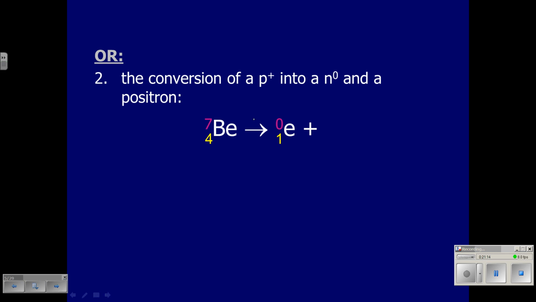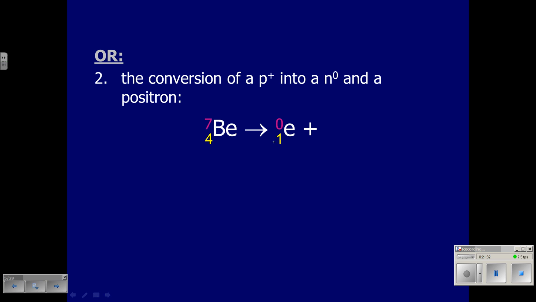In this case, we've got beryllium, mass number 7, atomic number 4, 4 protons, 3 neutrons, more protons than neutrons. Again, unstable. So let's take a look.